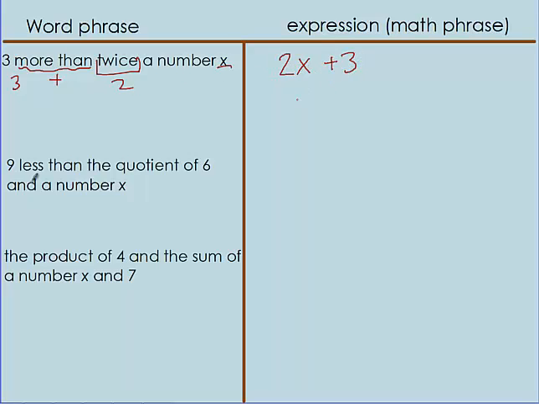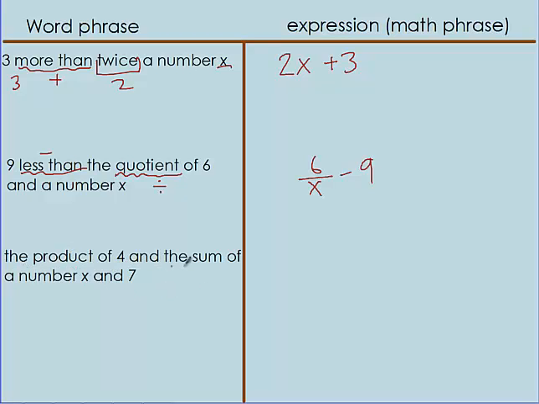The next one, 9 less than the quotient of 6 and a number x. So x is going to be there. And we're talking quotient here. Again, that's divide. So 6 and a number x. So the first one is on the top, the numerator, 6, and the second one, x, is the denominator on the bottom. 9 less than that, when you see less than, that means subtract. So we're going to subtract 9.